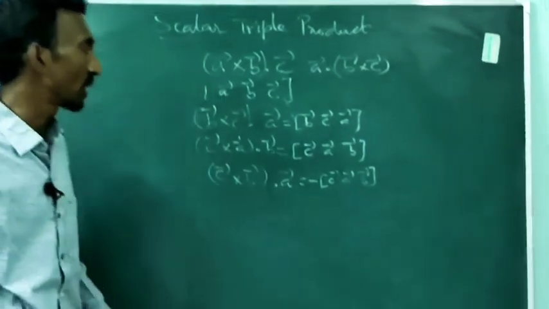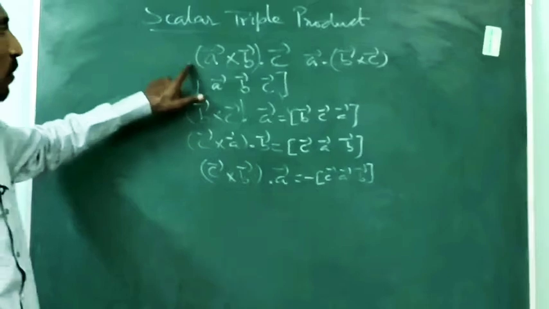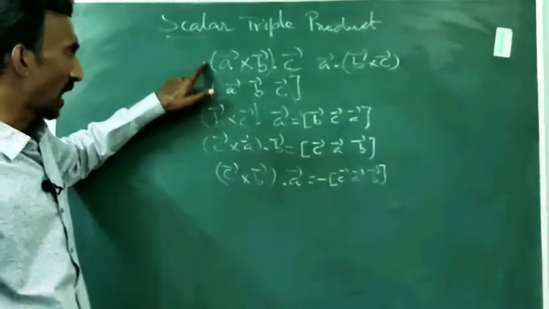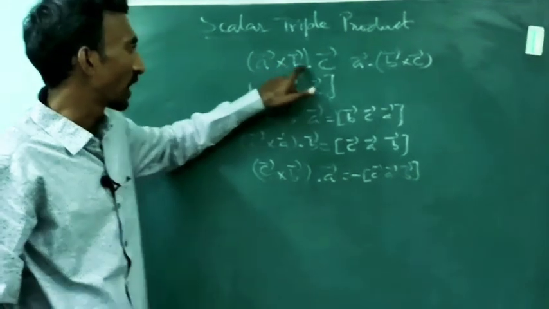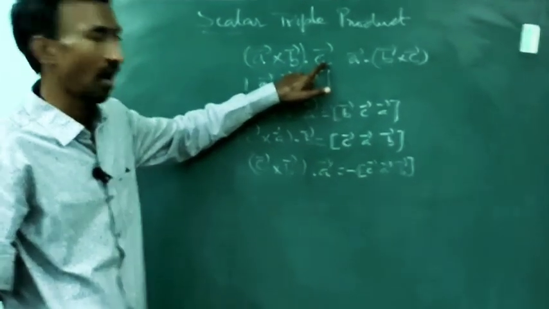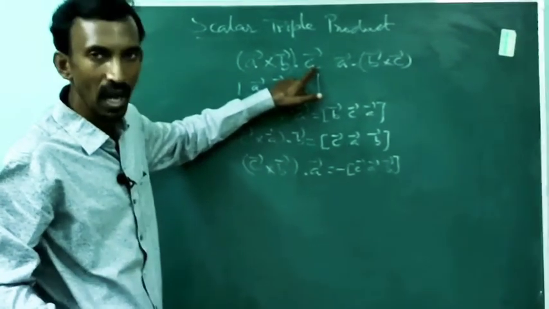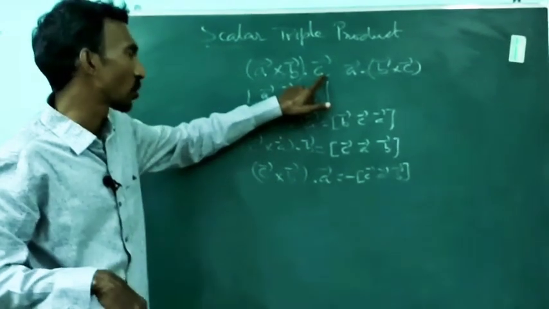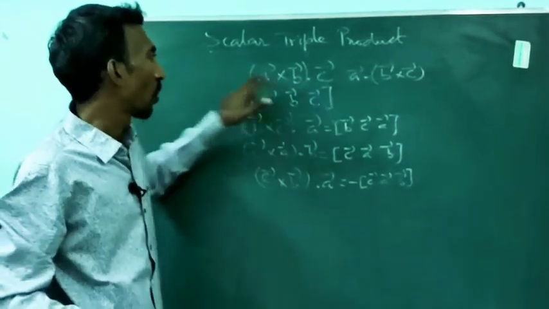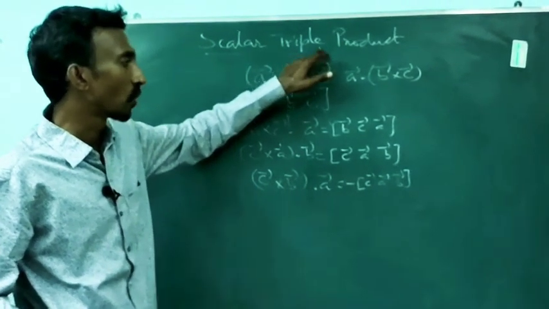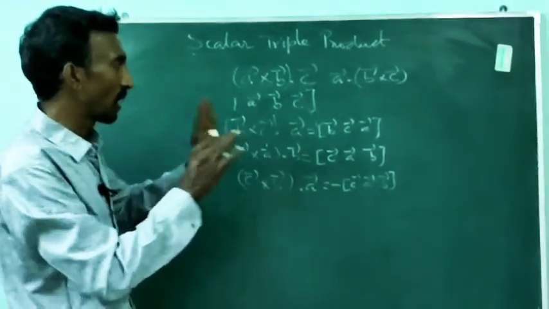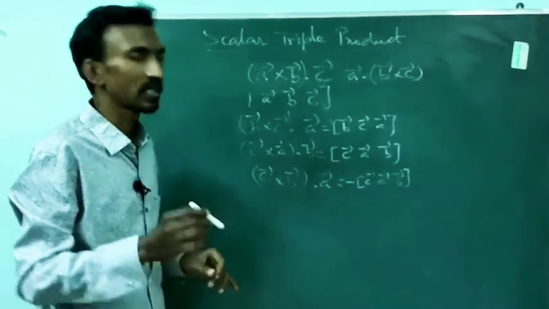The next important theorem is if the box product value or scalar triple product value is equal to 0, then the three vectors lie on the same plane, or we can simply say they are coplanar. The converse is also true. If the three vectors are coplanar, then the scalar triple product is equal to 0. Most probably we are going to apply this concept in the next exercise.